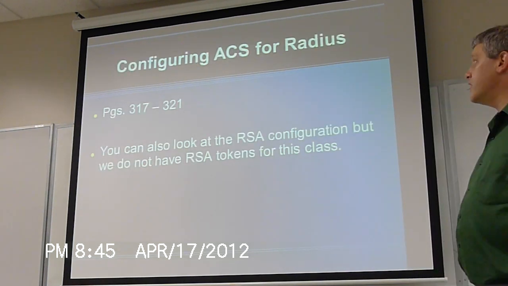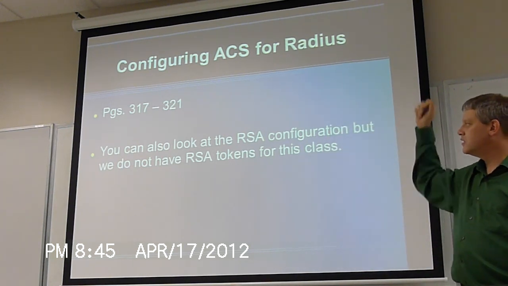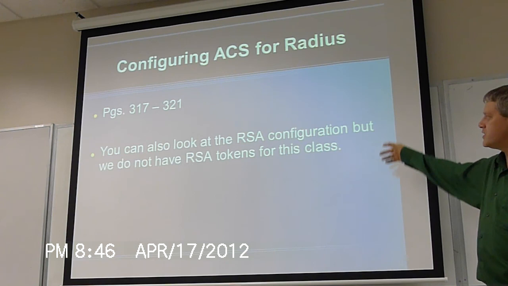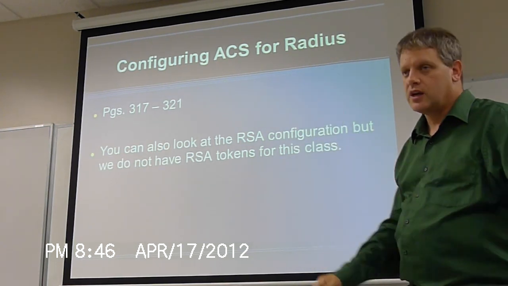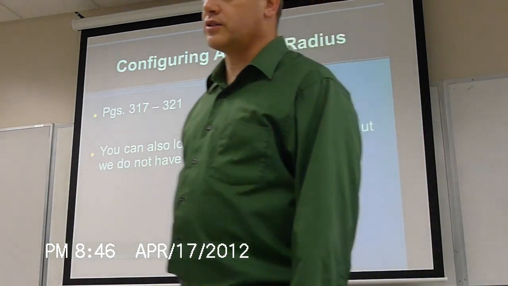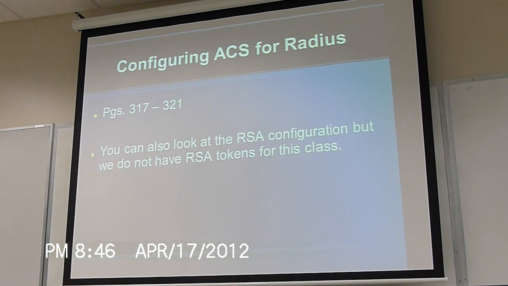Configuring ACS on RADIUS is covered on pages 317 through 321. You can also look at RSA configuration, but we do not have RSA tokens for this class, therefore we can't do it. Do I have any questions about lecture tonight? Or the test? Or the lab?